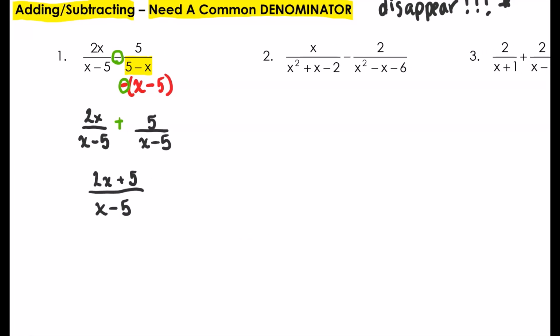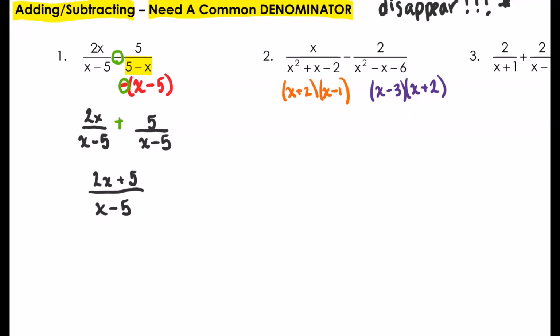All right, looking at number 2. So number 2, we've got two fractions. Again, the denominators are quadratics. I want to go ahead and factor both of those and see what I end up with. So for my first denominator, notice that I would have x plus 2 and x minus 1. And then for my second denominator, I would have x minus 3 and x plus 2.